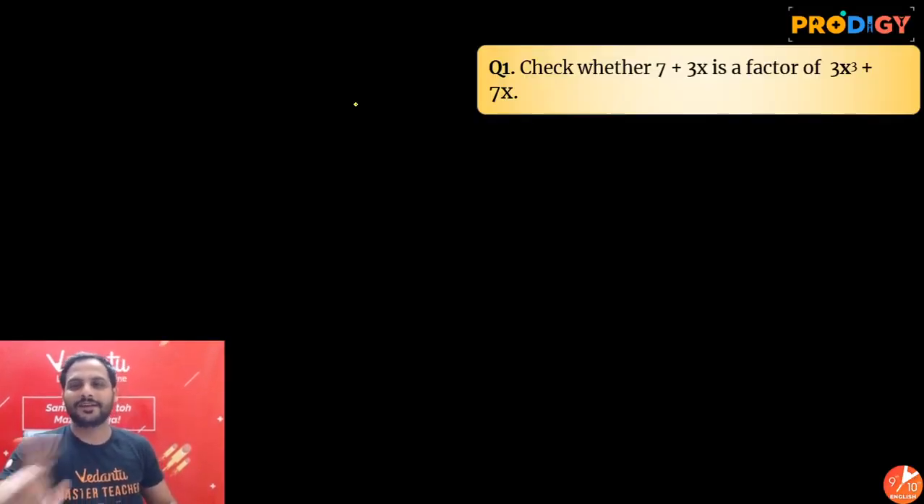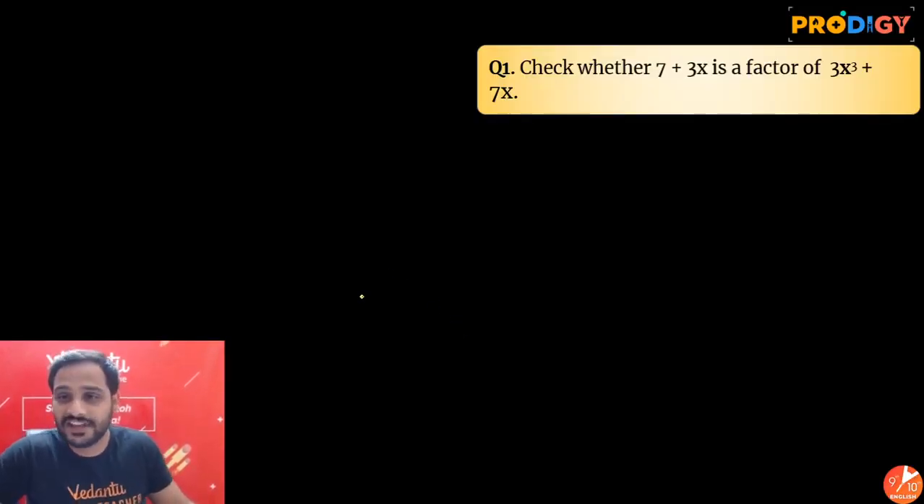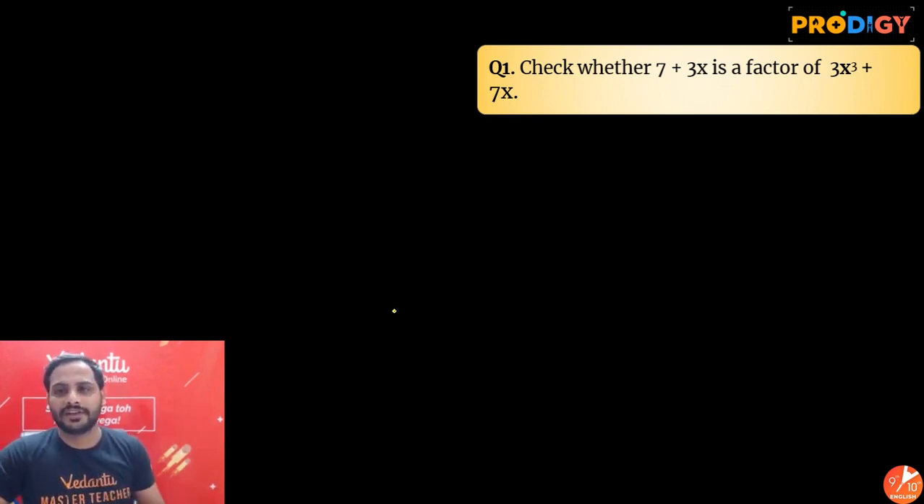Alright guys, now let's solve some questions. The first question is: check whether 7 plus 3x is a factor of 3x cube plus 7x. Whenever I have to check whether 7 plus 3x is a factor, I know to use the factor theorem. What does the factor theorem tell us, beta?